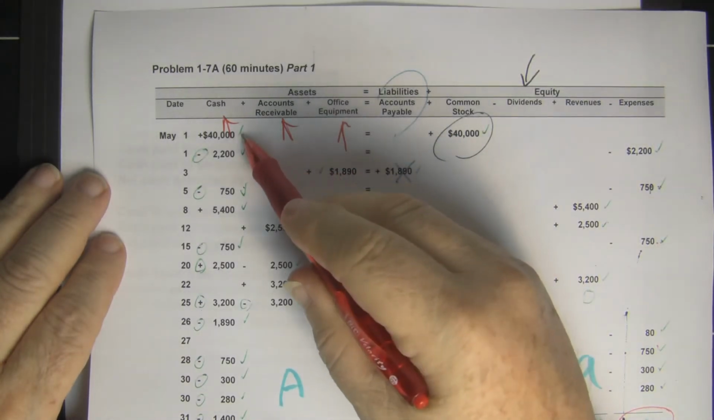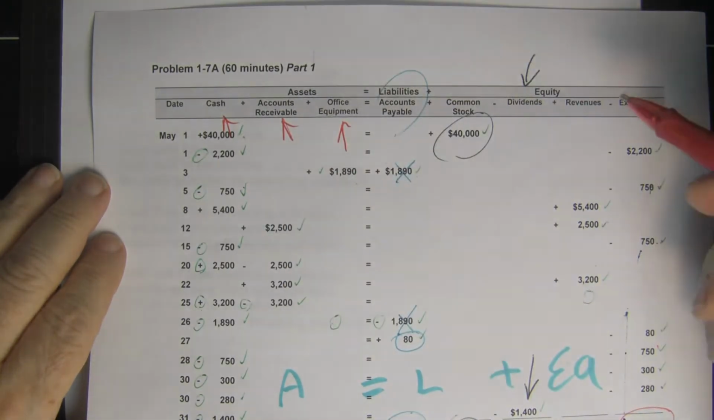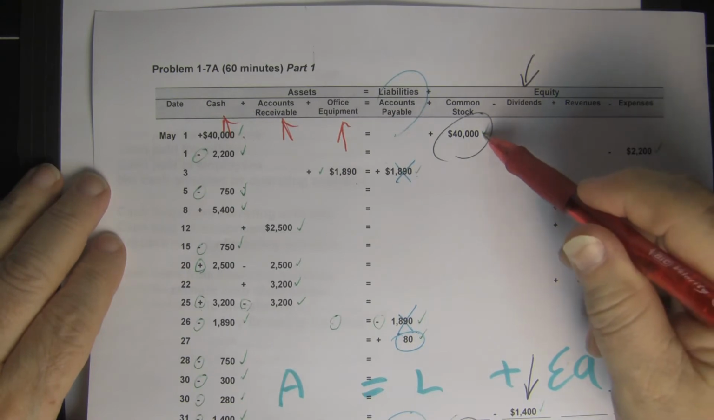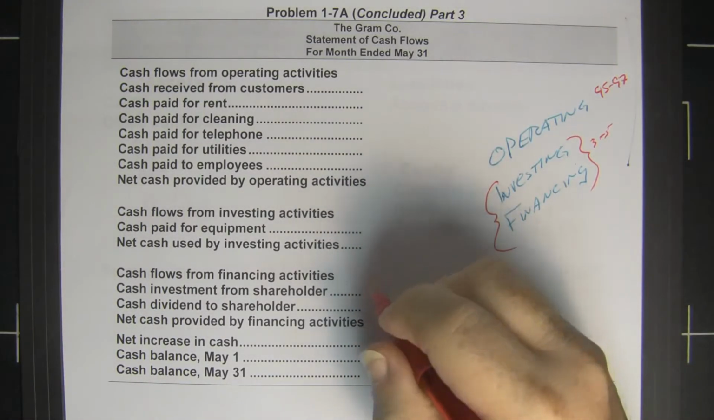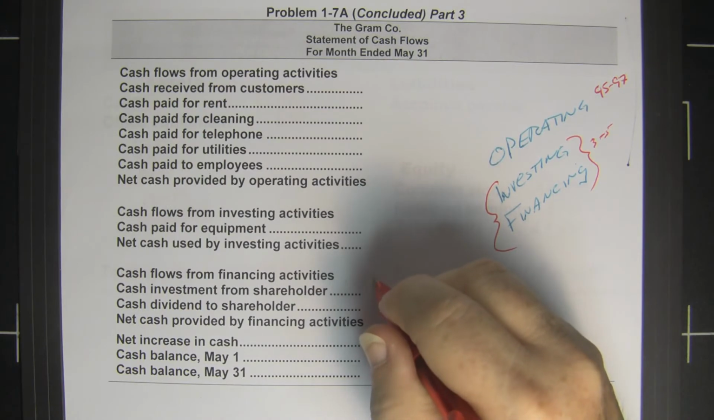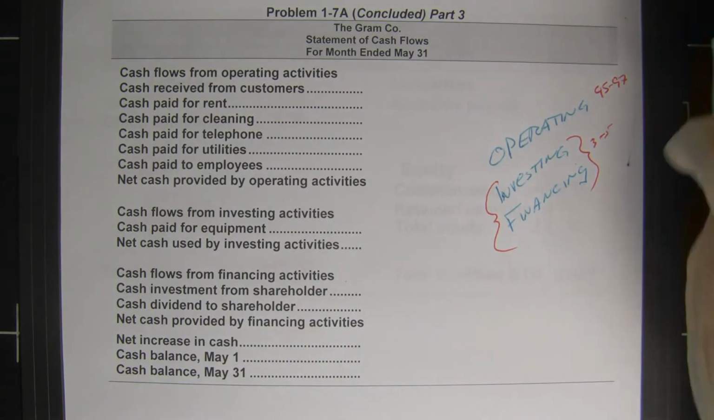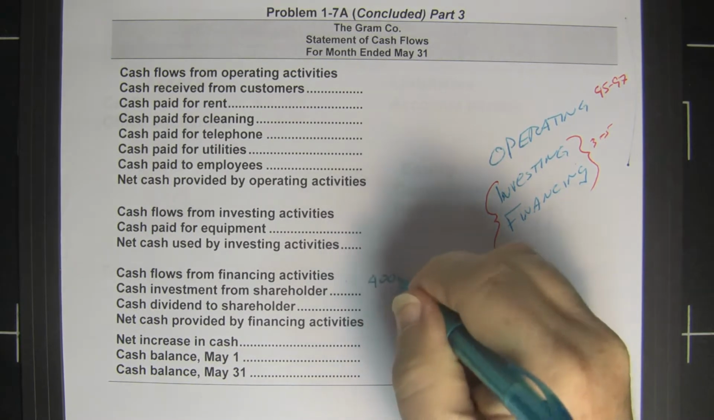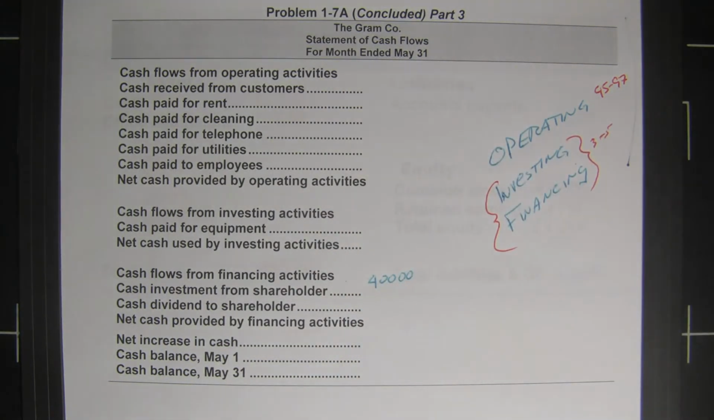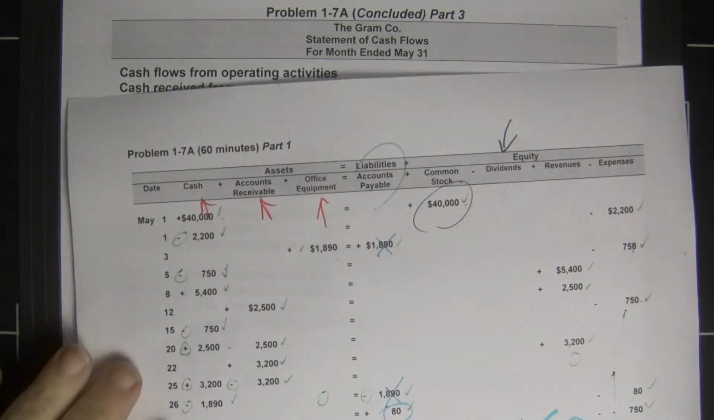I got $40,000 for common stock. That's a financing activity. So cash investment from shareholder, we'll make the shareholder blue. $40,000. And I'm just going to go down the list, little by little.